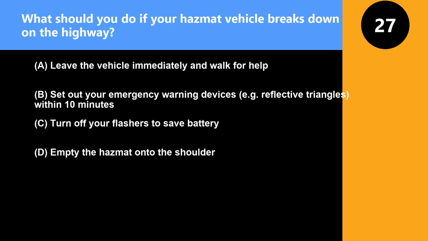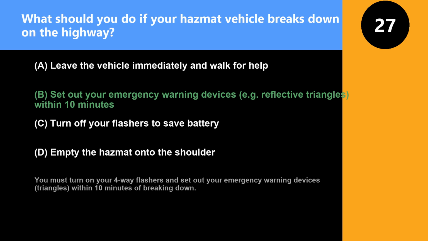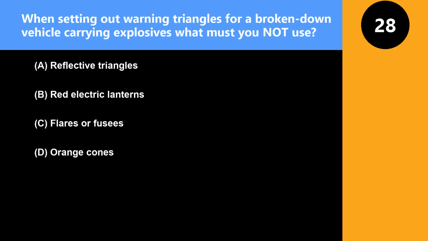Question 27. What should you do if your hazmat vehicle breaks down on the highway? Option A, leave the vehicle immediately and walk for help. Option B, set out your emergency warning devices, e.g. reflective triangles, within 10 minutes. Option C, turn off your flashers to save battery. Option D, empty the hazmat onto the shoulder. The correct answer is option B. Set out your emergency warning devices, e.g. reflective triangles, within 10 minutes. You must turn on your four-way flashers and set out your emergency warning devices, triangles, within 10 minutes of breaking down.